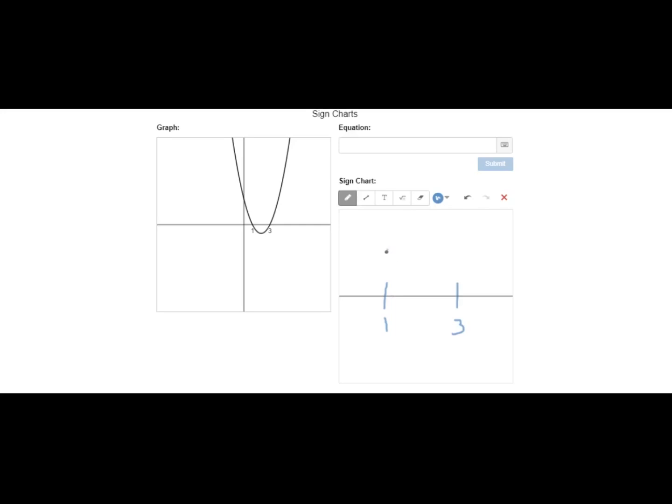I know that at 1, I'm not positive or negative. So I'm neither positive nor negative. So I'll put a 0 there. Now, on the left side of 1, I am positive. I'm positive all the way up until I hit 1, so I'm going to put a plus sign here. Then between 1 and 3, I'm below the x-axis, so I'm going to call that negative. So this is negative, minus sign. And then on the right side of 3, I go back to being positive, so I put a plus sign. So this is how you can create a sign chart using Desmos.